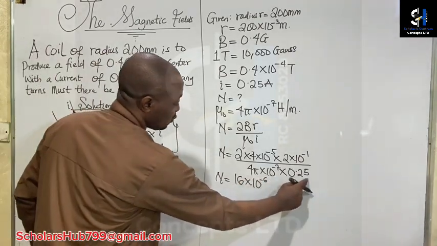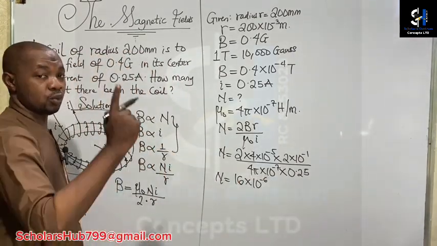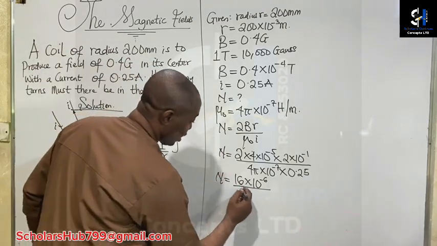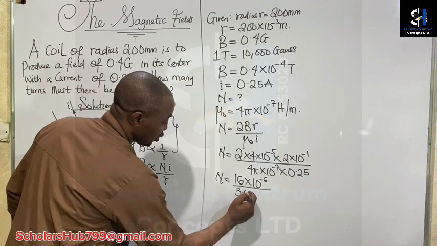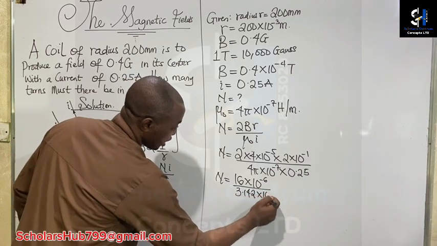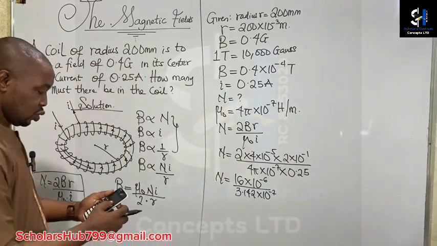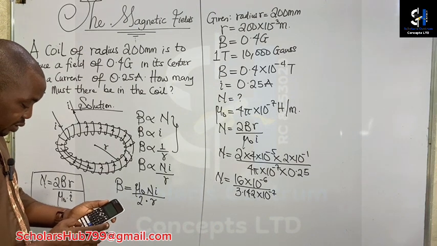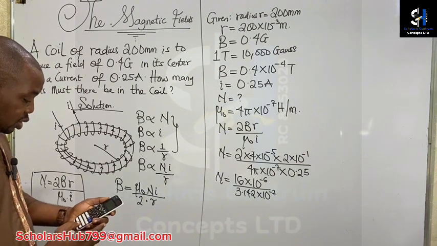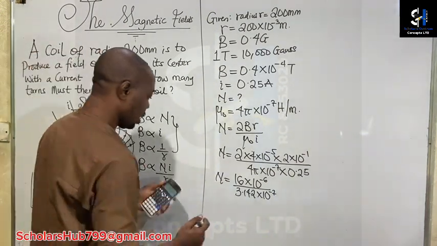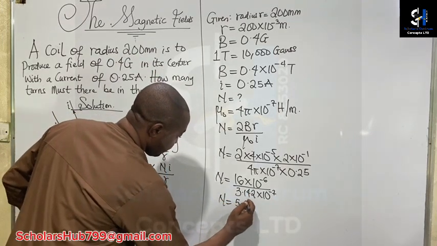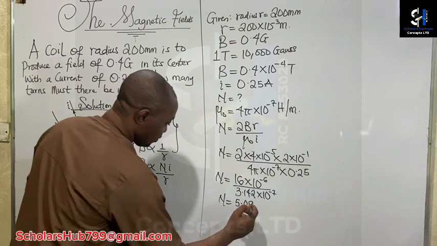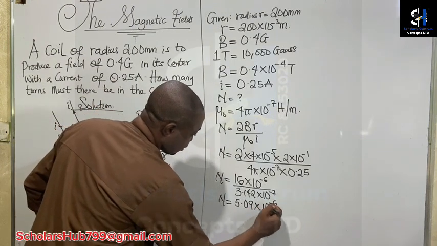Now, 0.25 multiplied by 4, that will be 1. So here we have pi, pi multiplied by 10 raised to the power of -7. So this will be 3.142 times 10 raised to the power of -7. So what is 16 divided by 3.142? That will be 5.09. So we have N equals 5.09, then multiplied by 10 raised to the power of -6.